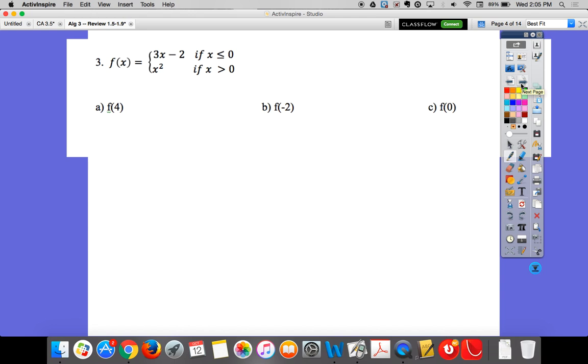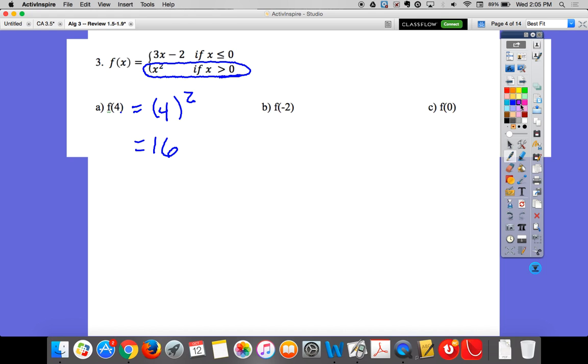Let's see here. Next part, you're going to have to evaluate a piecewise function. Remember, this is based on your conditions. So you've got to figure out, is 4 greater than 0 or is 4 less than 0? 4 is greater than 0, so that means use the bottom one. So you're going to say, okay, I'm going to take it and I'm going to put him in x squared. And then go through and work the dude out.